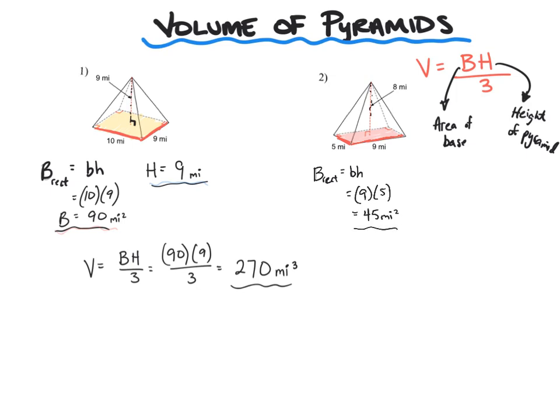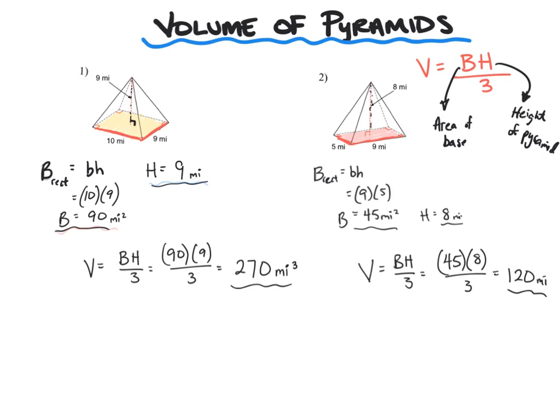And then the height, easy to pick out, is 8 miles. Oops, that's supposed to say miles. Well, just go with it. To find the volume, take that big B times the big H and divide by 3. So that's 45 times the big H, 8, and divide by 3. I don't have my calculator, so I'm doing it in my head, and I think it's 120. I could be wrong, but I don't think I am.